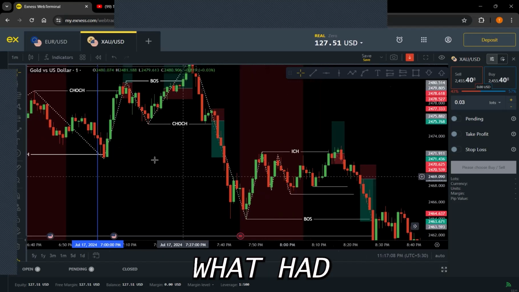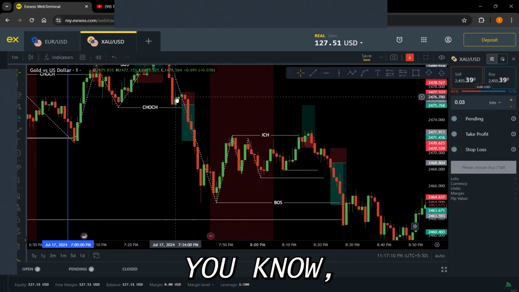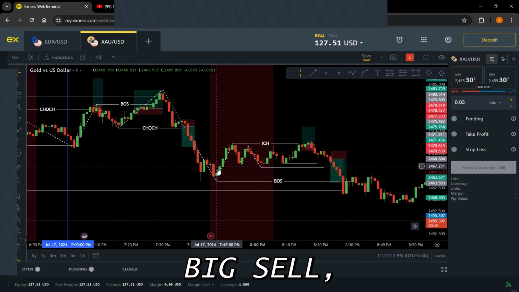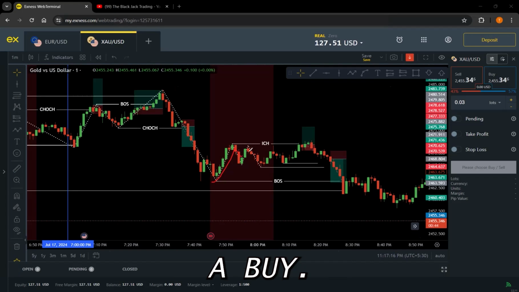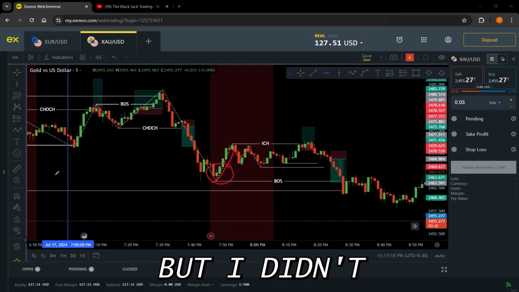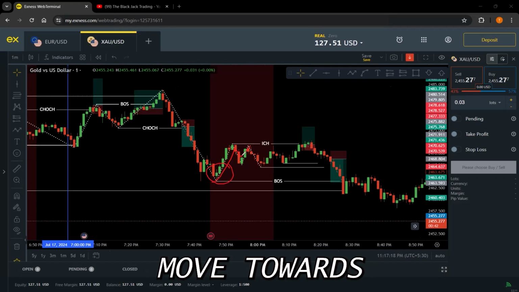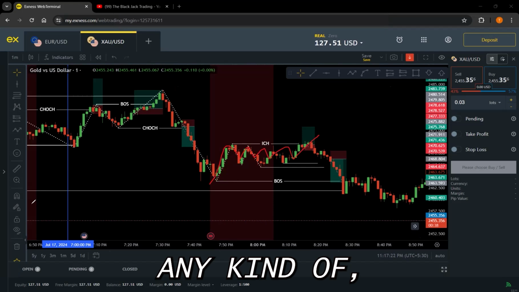Okay, and then suddenly, what happened after taking out this major high, making this major big sell leg in the market? It was expected that the price would create a buy leg, so the price did create a buy leg. I was actually looking for a trade over here, but I didn't get any. The price directly moved towards the upside without giving me any kind of buy trade in the market.